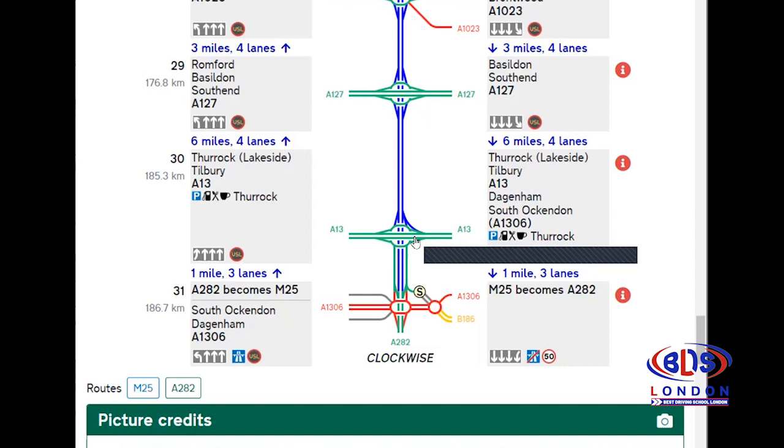And in that section, while it is the A282, the speed limit is actually reduced to 50 miles per hour. But that is purely because of the bridge and the tunnels. The tunnels are actually slower.